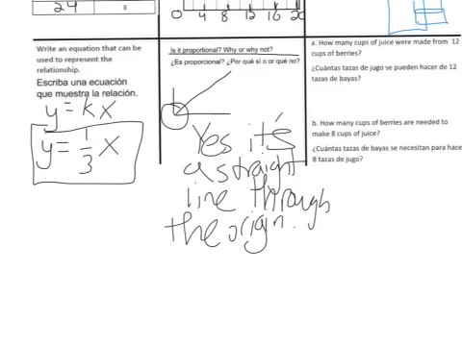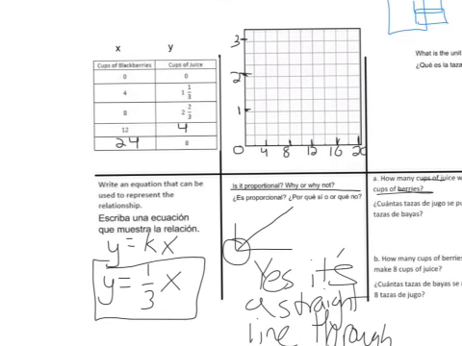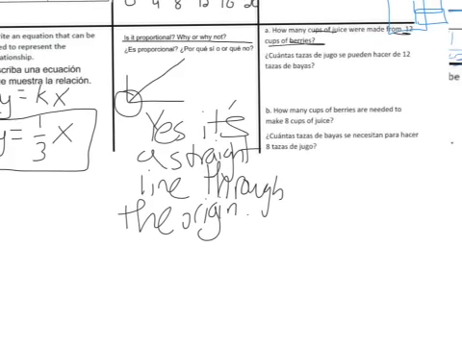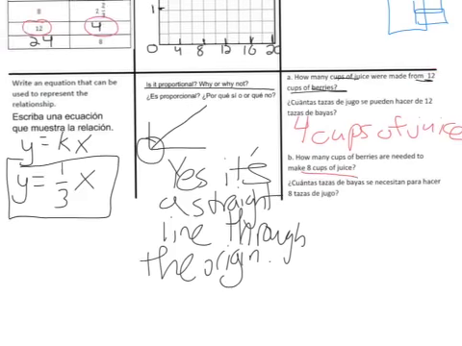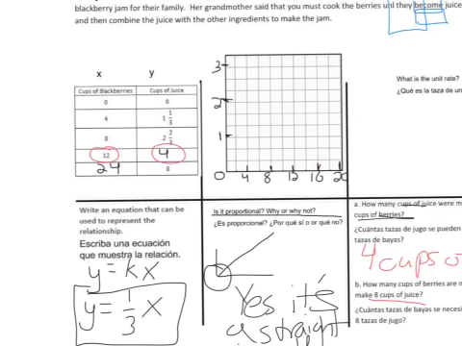So how many cups of juice would be made from 12 cups of berries? Well, if we look at our chart over here, 12 cups of berries lines up with 4 cups of juice. So we would write 4 cups of juice. And now they want to know how many cups of berries are needed to make 8 cups of juice. So 8 cups of juice, so we're on the cups of juice side. Let's look for 8. Here it is. And it lines up with 24 cups of blackberries.